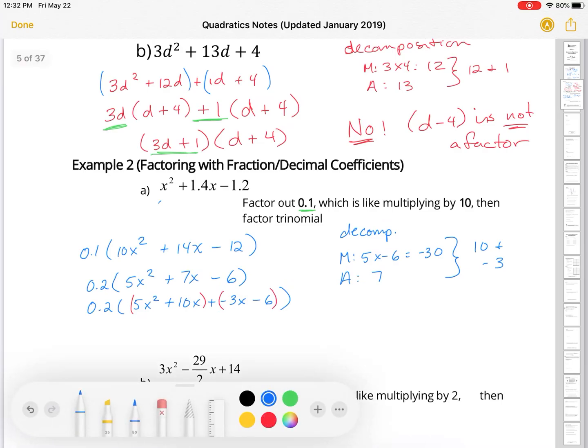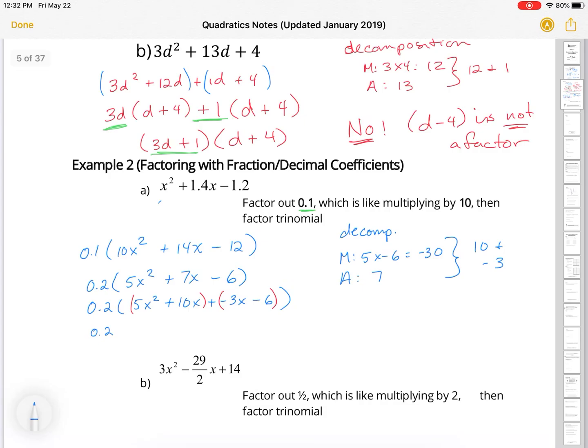And you'll notice I put a plus minus 3x. That's just so I don't lose that negative sign. So here I can take out a 5x, and I'll get x plus 2. And here I can take out a negative 3, and I'll get x plus 2. So my final answer will give me 5x minus 3 times x plus 2.